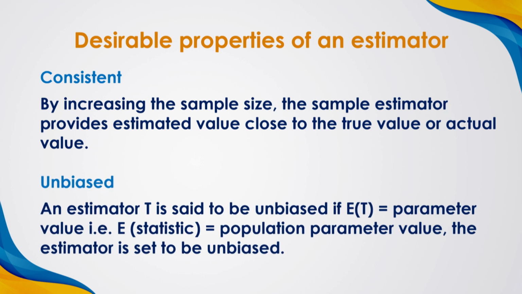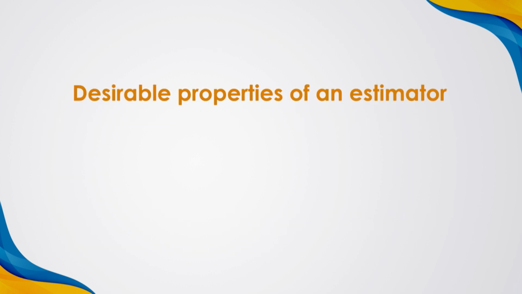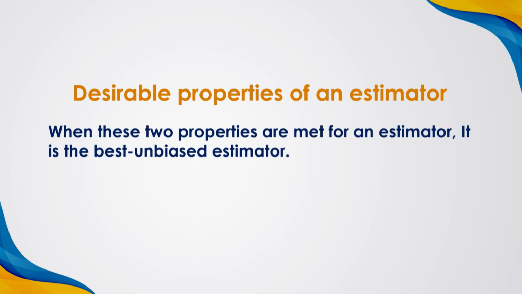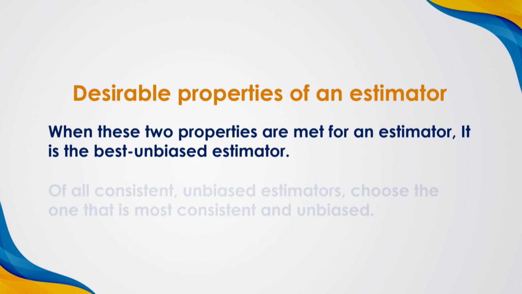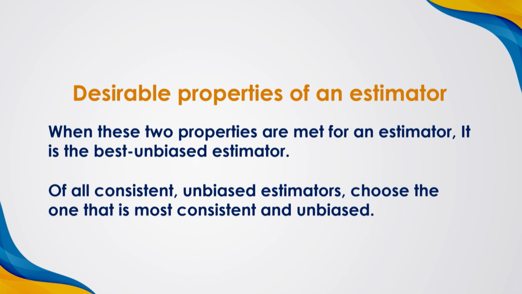Unbiased. An estimator T is said to be unbiased if the expectation of T equals the parameter value, that is, the expectation of the statistic equals the population parameter value. Then the estimator is said to be unbiased. Desirable properties of an estimator: when these two properties are met for an estimator, it is the best unbiased estimator. Of all consistent unbiased estimators, choose the one that is most consistent and unbiased.